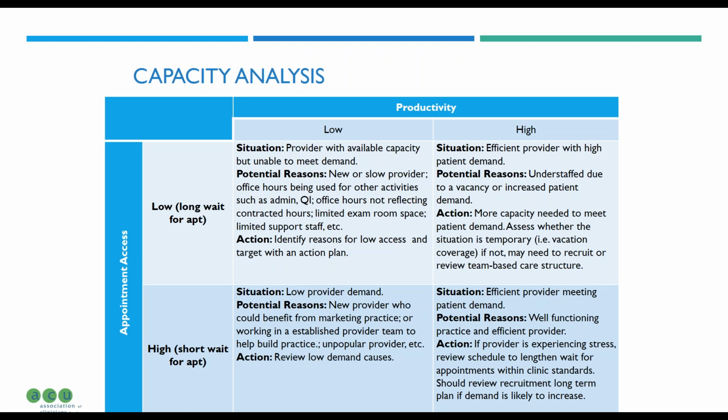So in terms of looking at the low productivity, low appointment access box, the situation in this case is a provider with available capacity but unable to meet demand. So this is somebody who doesn't see a lot of patients, but they have a long wait to get in to see them. So some of the reasons could be a new or slow provider. Their office hours are being used for other activities such as administration or quality improvement.